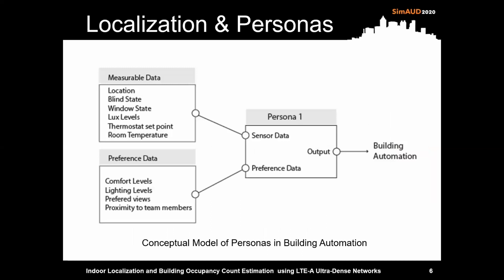Likewise, personas can be used after the building is occupied by feeding more precise data of the occupants for automation. The measurable data is collected through sensors and localization methods. The preference data can be collected from the occupants. This may not be applicable for large spaces as it is difficult to collect subjective parameters. More precise automation can be used for individual rooms or for regular users.